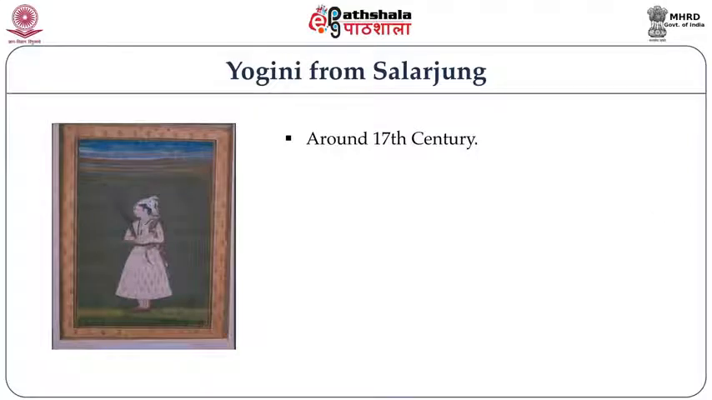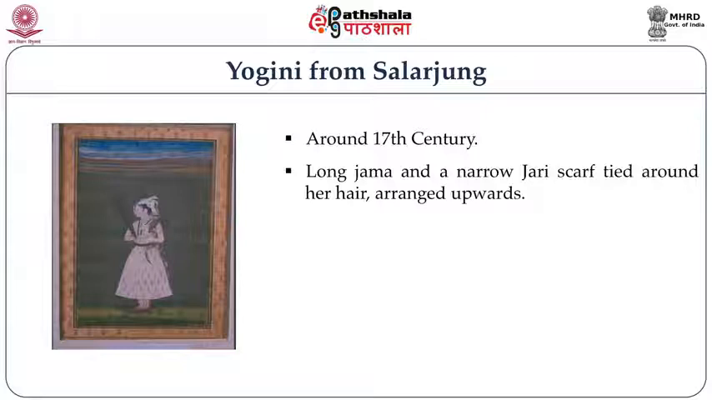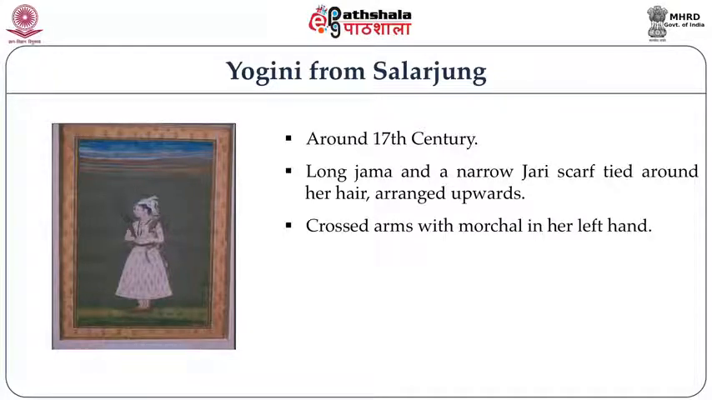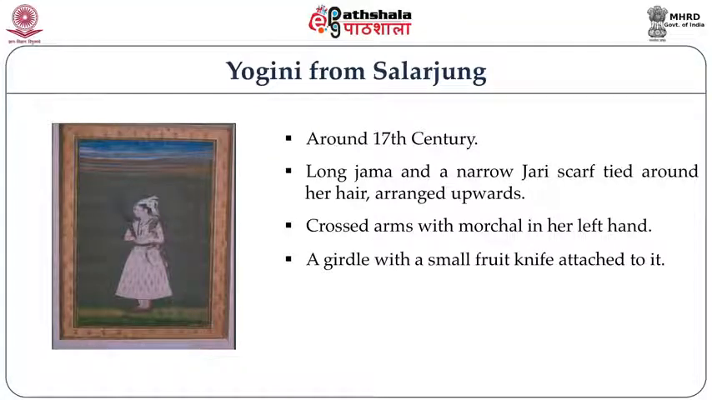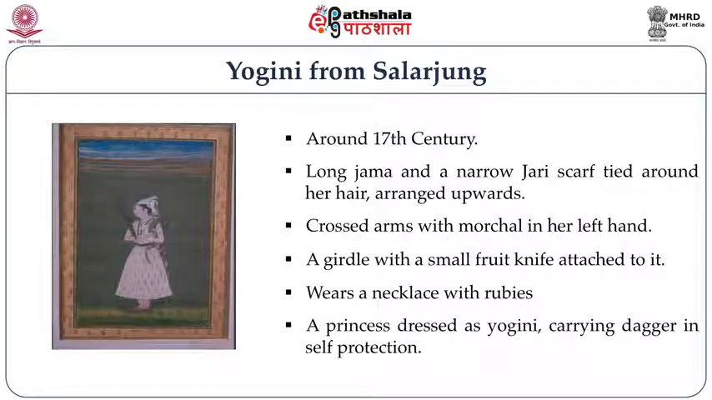Another interesting painting is of a yogini from Salarjung. This is around the 17th century. She is also dressed in a typically Deccan fashion with the long jama, a narrow jari scarf tied around her hair. And she has her arms crossed. There is a morchal in her left hand. There is a small girdle in which there is a small fruit knife attached to it. And she appears to be from a very rich noble family because the necklace she is wearing is of rupees. And so most probably it's a princess who's dressed as a yogini and she's carrying this dagger for her self-protection.